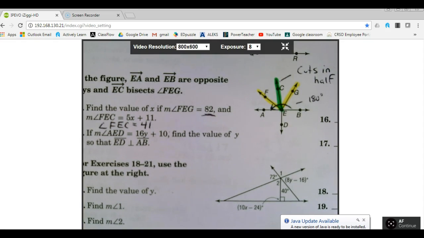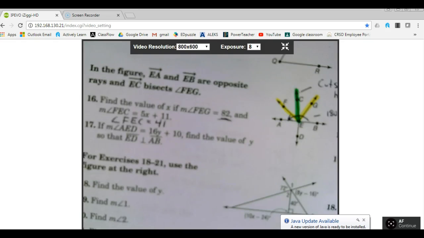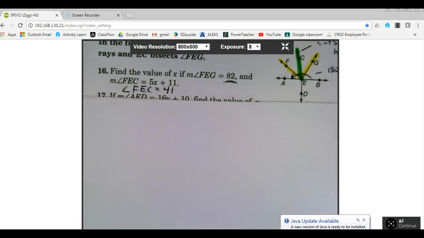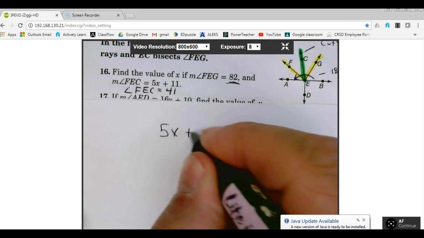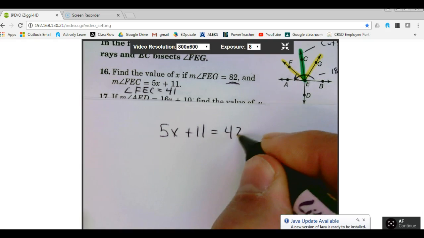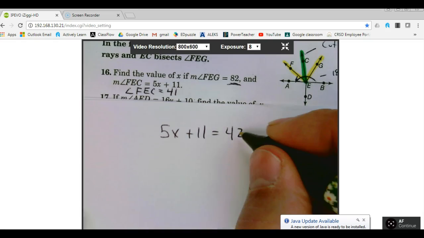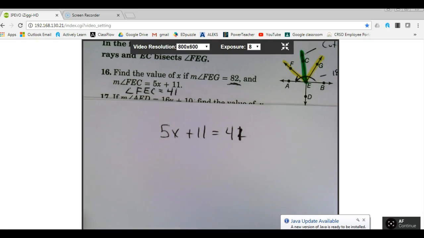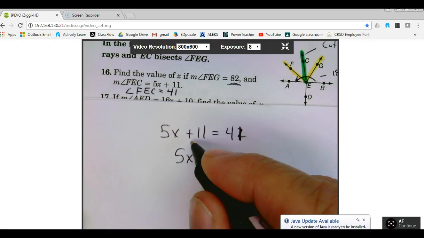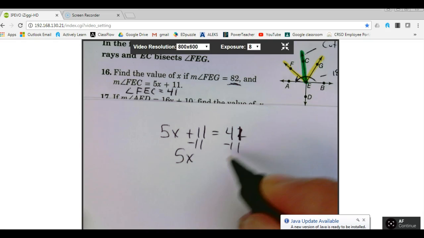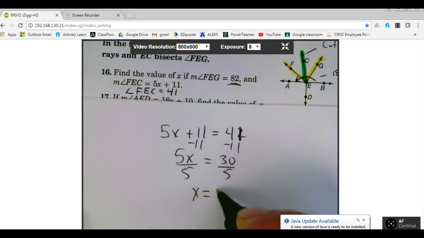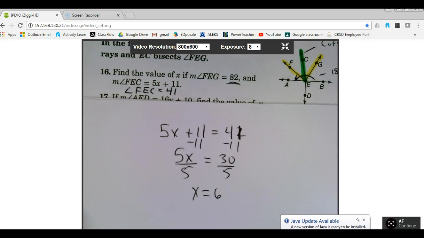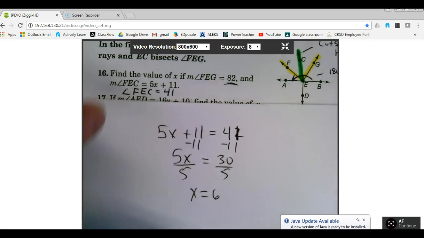So if we just take some paper here, we'll say 5x plus 11 equals 41. And then we just solve for it. We're going to subtract 11 from both sides. 5x equals 30, divided by 5, x equals 6. So that would be the answer to that problem.